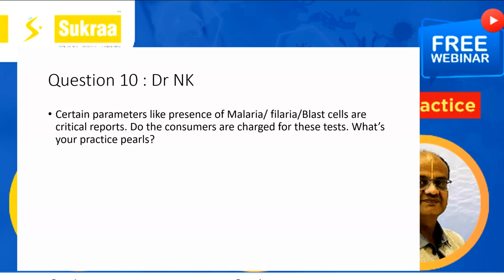There are certain parameters like malaria, filaria, blast cells, which are critical reports. Are the consumers being charged for informing that you have malaria, you have filaria, or you have blast cells, which are leukemias? What's your practice, Dr. Naveen, whenever someone sees this, though they are not being billed? How are you going to issue the reports for this?